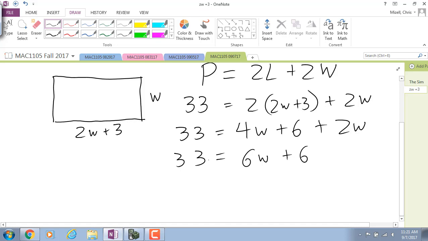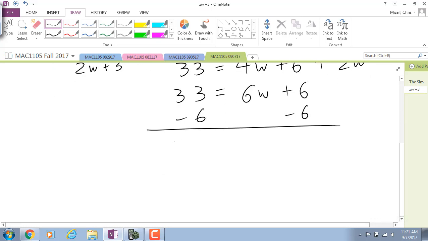Down to one W term now. We can isolate that W term if we subtract the 6 from both sides. 27 equals 6W. Essentially one more step. What are we going to do? Divide both sides by 6, the coefficient of the W.